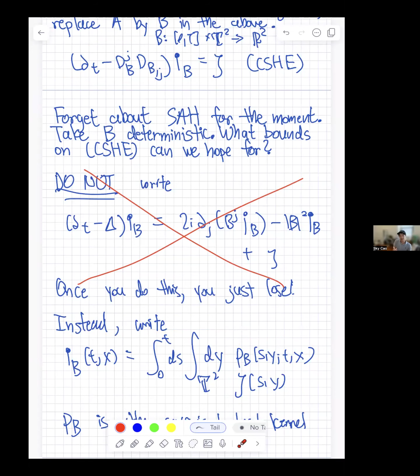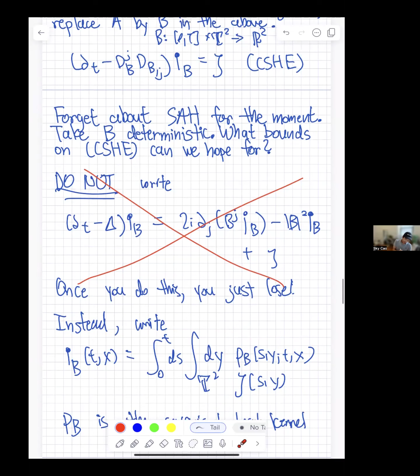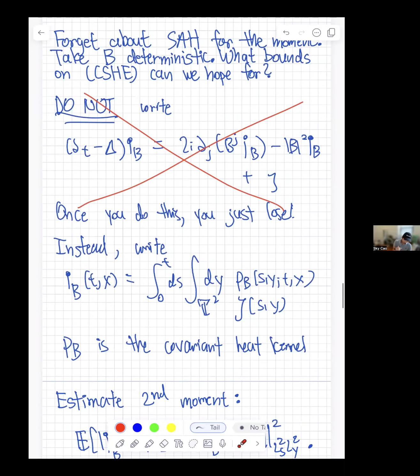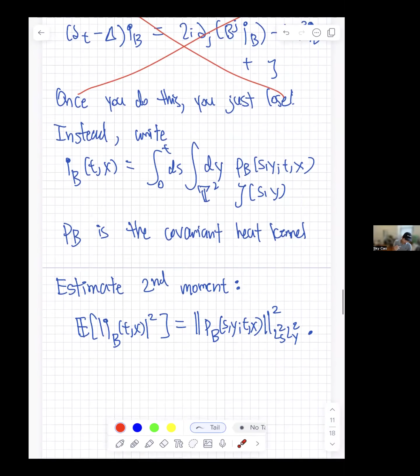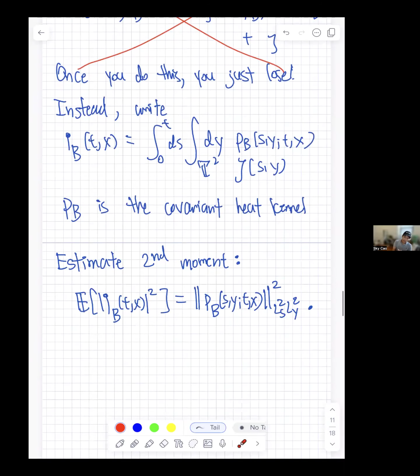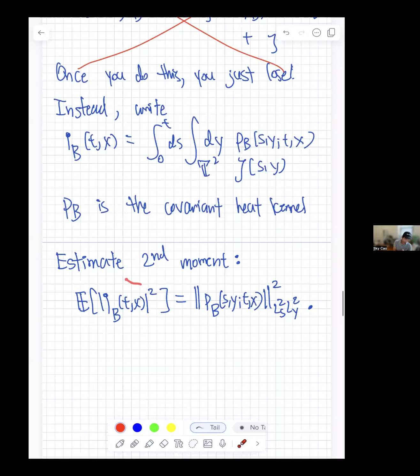In this case, zeta is not smooth. It's space-time white noise. But the point is that this type of integral against space-time white noise, we know how to control using probability theory, in the sense that this is just a property, the definition of space-time white noise. If I want to estimate the second moment of this random variable, it's just going to be the L2 norm squared of the thing I'm integrating the noise against. You can take this as the definition of space-time white noise.